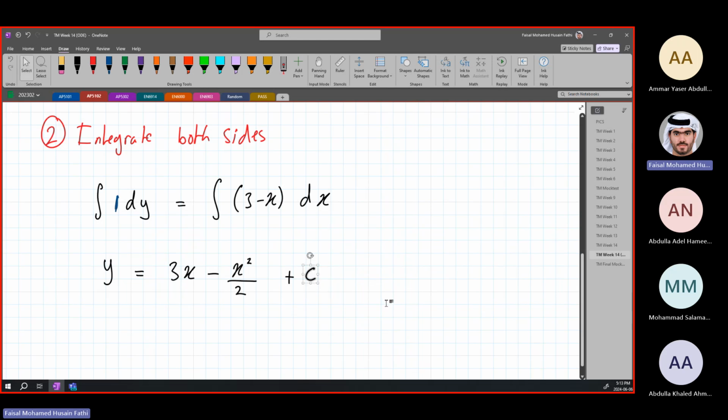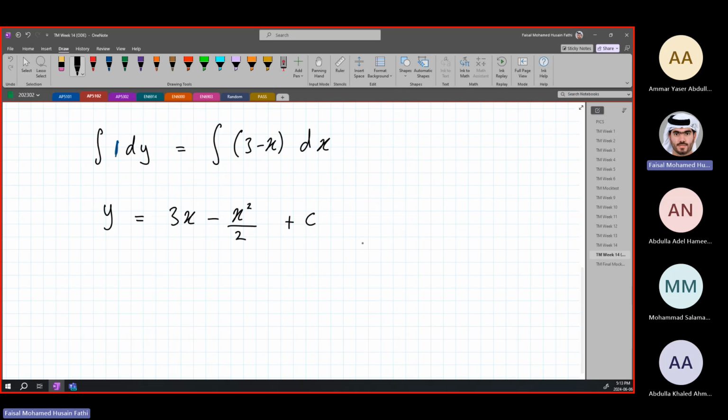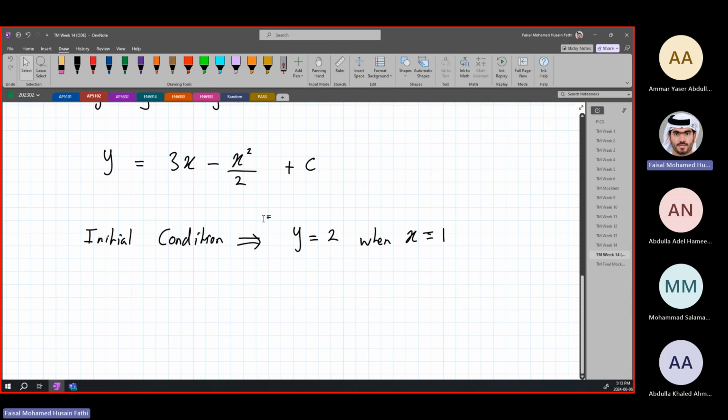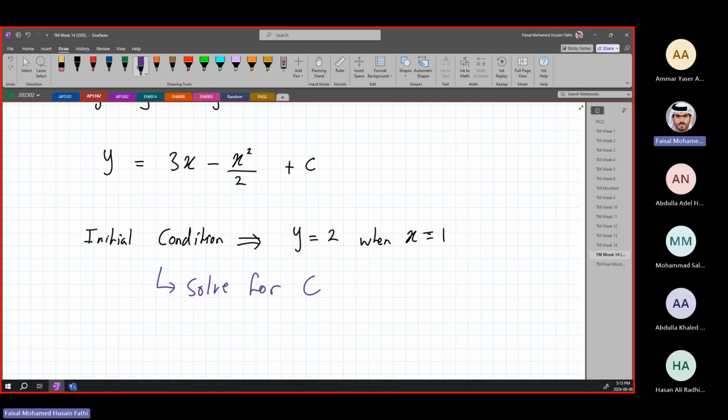In this case, we have a plus c, all right, because we were not given any initial conditions. What does that mean? An initial condition is basically a value that is given for x and y at the beginning, something like y equals 2 when x is equal to 1. These are known as initial conditions. If you are given initial conditions, the idea of it is to solve for c. Meaning you want to get a value for c. You don't want to have a constant here anymore. You want an actual number instead of c.